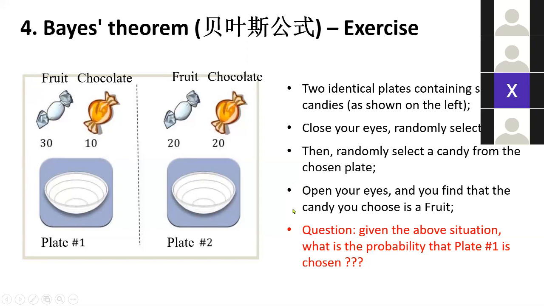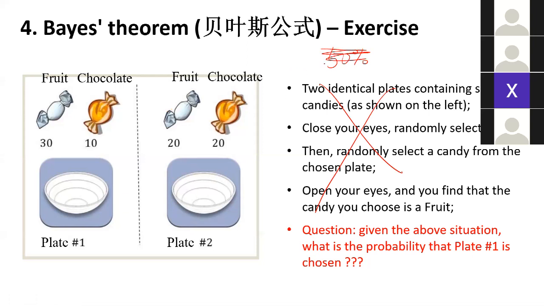So what exactly is that probability? Now we need to find the exact probability that plate number one is chosen. Also, if you don't have the given information, what is the probability of choosing plate number one? Of course, it is 50%, right? Because if you randomly choose the plate, there is a 50-50 chance you draw plate number one, right?